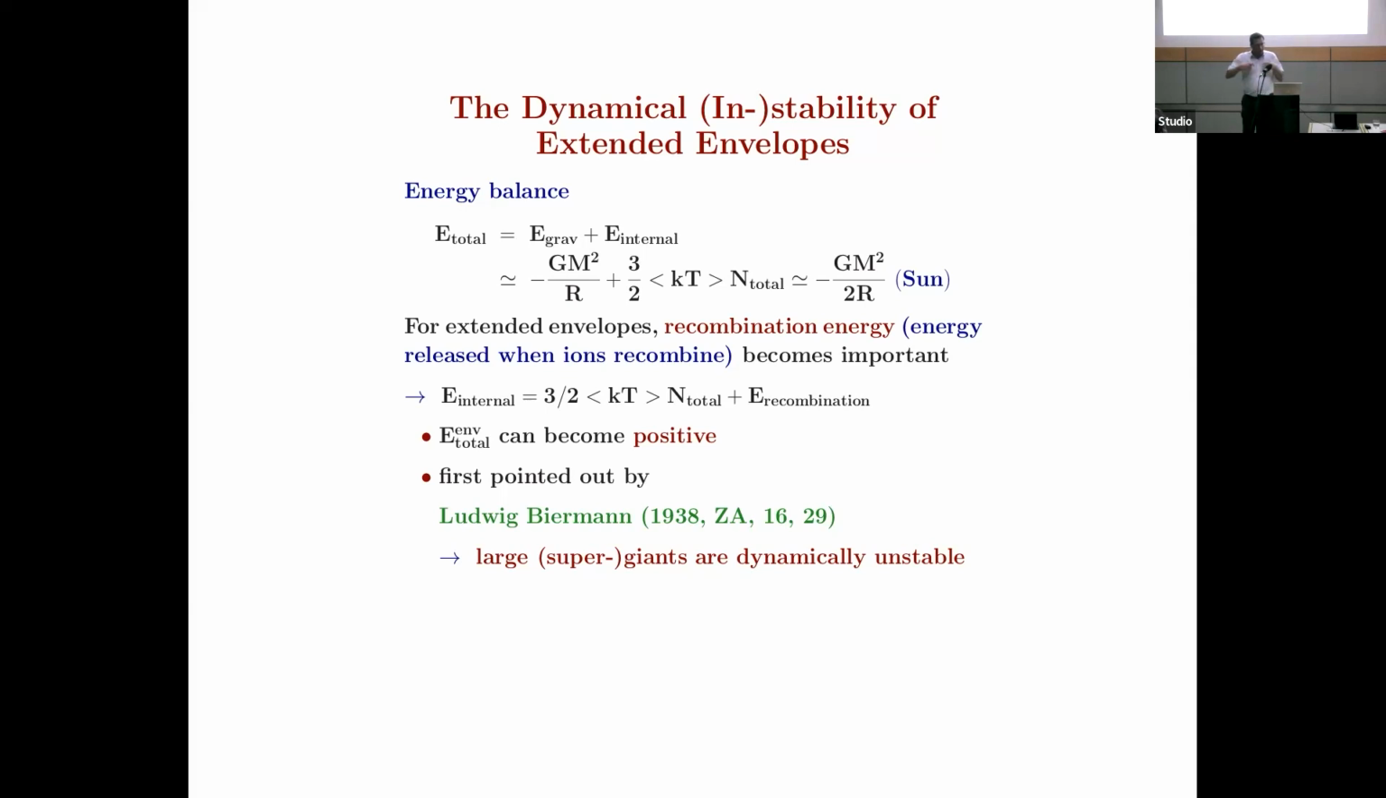Now, as you go to more extended envelopes, in particular if you go to big giants, then you also have to think about other sources of energy, specifically the recombination energy. That's the energy you release when two ions recombine, for example, a proton and electron forming atomic hydrogen again, and that releases a certain amount of energy, 13.6 electron volts. If you put that into the energy balance, that actually can become important, because with these additional terms, the total energy in an envelope can become positive.